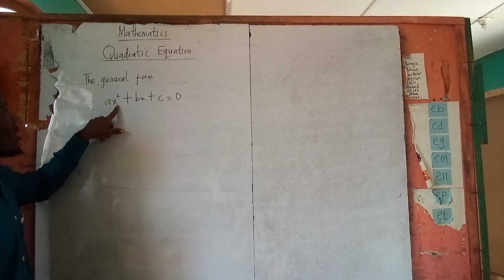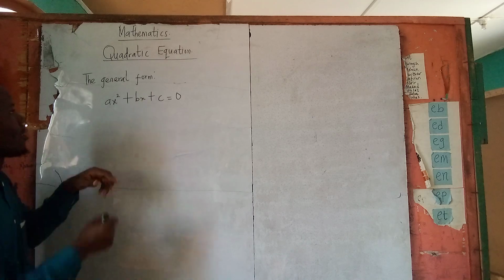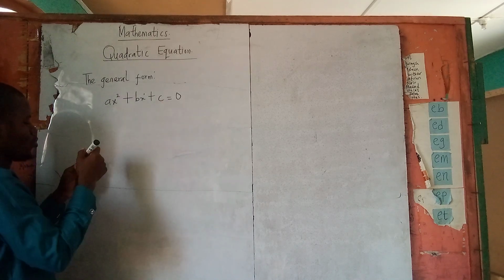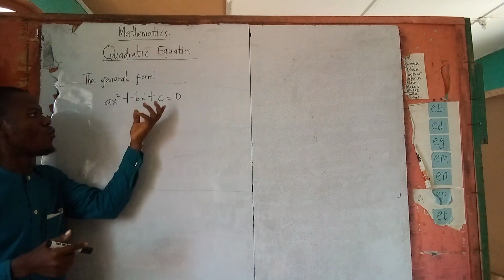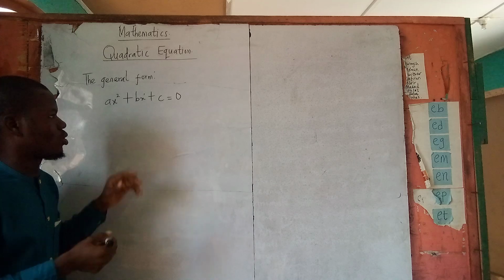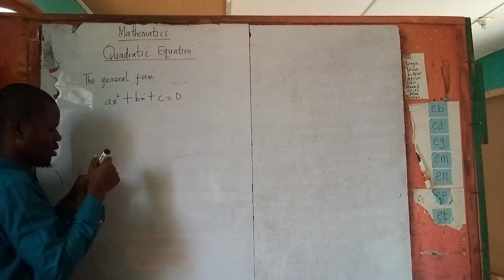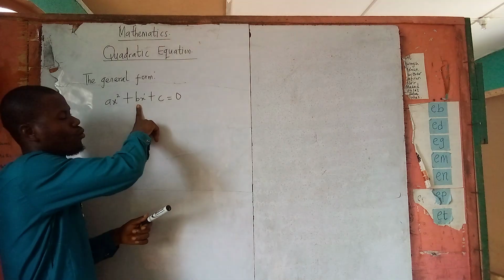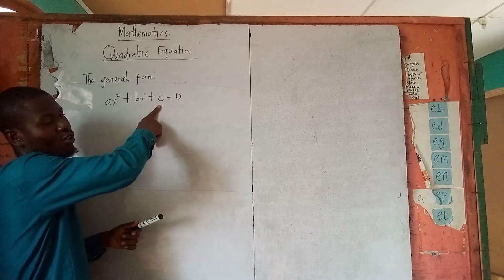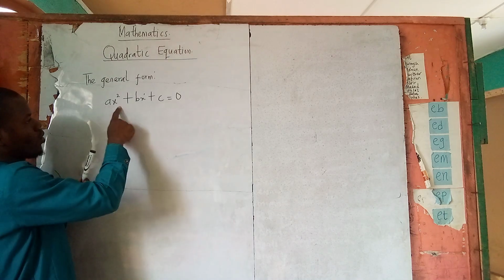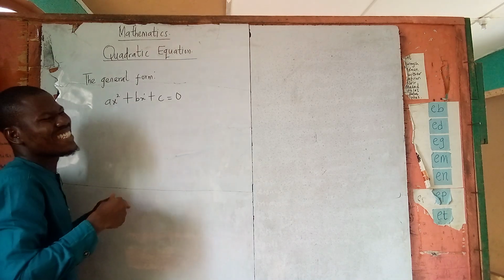So x squared, the power of x here is 1. Power of x here is 0. Power of x here is 2. So the highest power of x is 2. So this is an example of a quadratic equation. So a is the coefficient of x squared, b is the coefficient of x, and c is a constant in this case. So we have ax squared plus bx plus c. This is the general form of a quadratic equation.